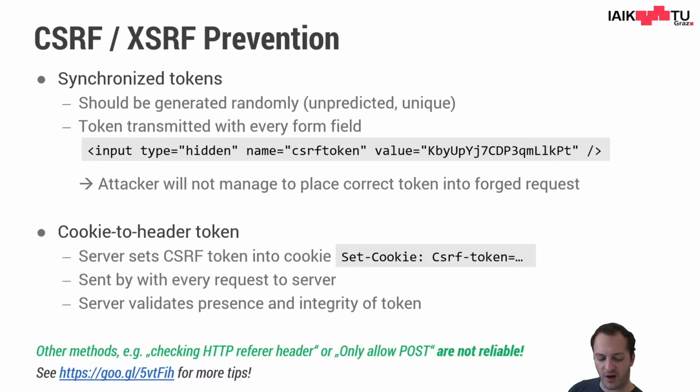Also, if you're looking around how to prevent this, there are other methods promoted by some websites, like checking where the user comes from, whether he really comes from that website, or constraining the allowed HTTP method to POST only, but this is not reliable. So please be careful about that. Probably the token here is the best way to fix such kinds of vulnerabilities.